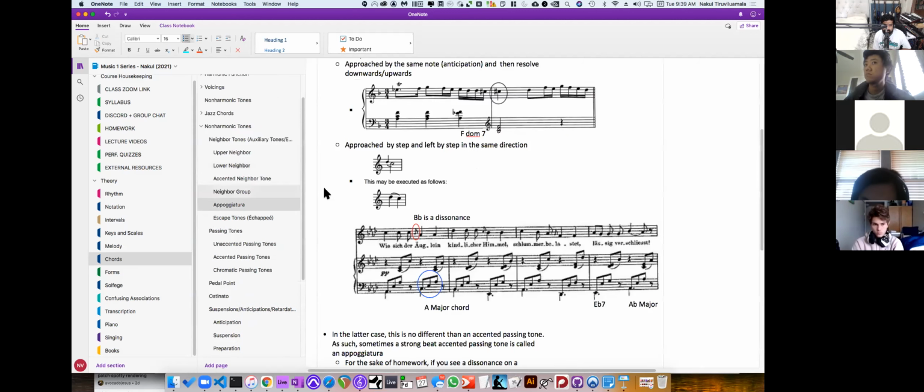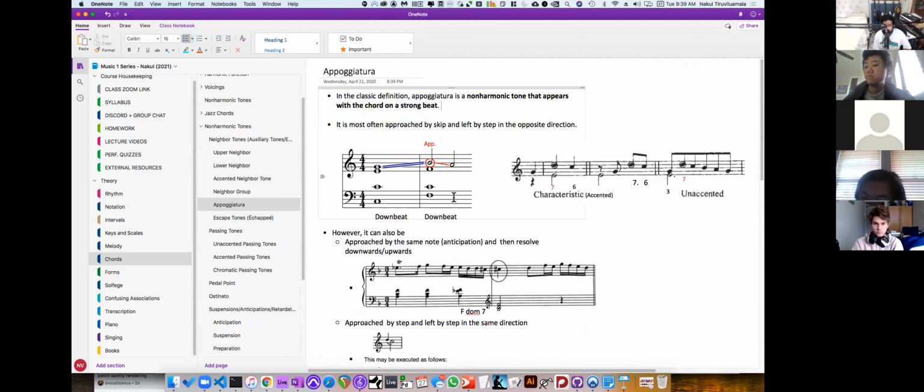So basically, an appoggiatura is just a dissonance on a strong beat. It can be arrived at by leap in the most characteristic sense and resolved by step in the opposite direction. But oftentimes, when you have these situations where you're not exactly sure what it could be, just think about the possibility that it might actually be an appoggiatura.